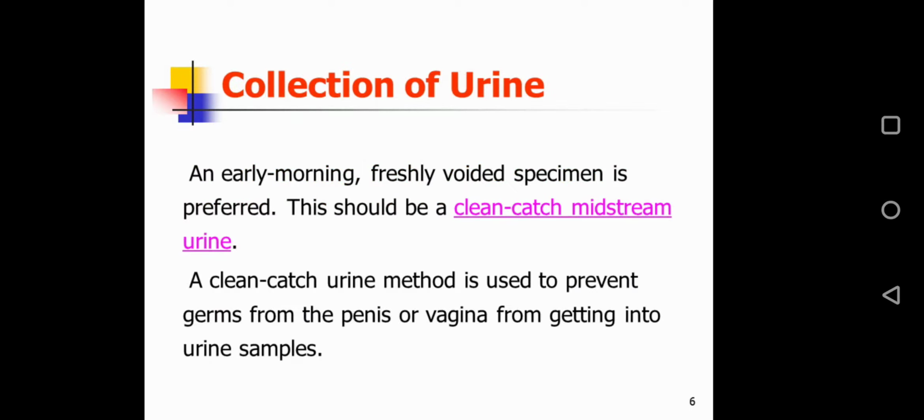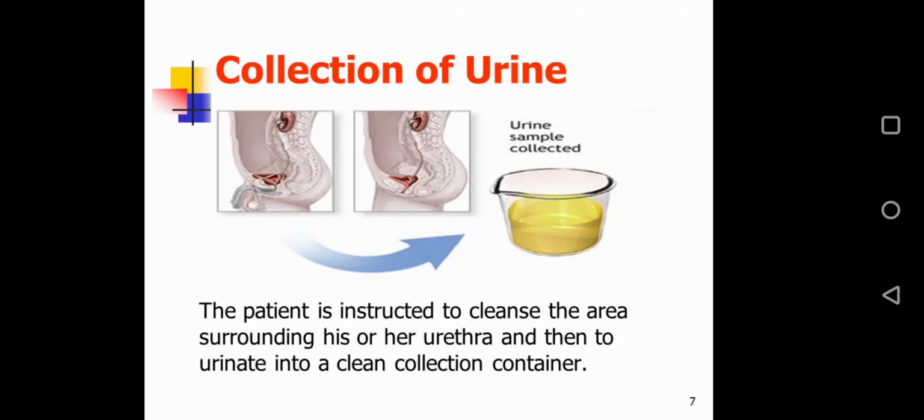An early morning freshly voided specimen is preferred. This should be a clean catch mid-stream urine. A clean catch urine method is used to prevent germs from the penis or vagina from getting into urine samples. The patient is instructed to clean the area surrounding his or her urethra and then to urinate into a clean collection container.